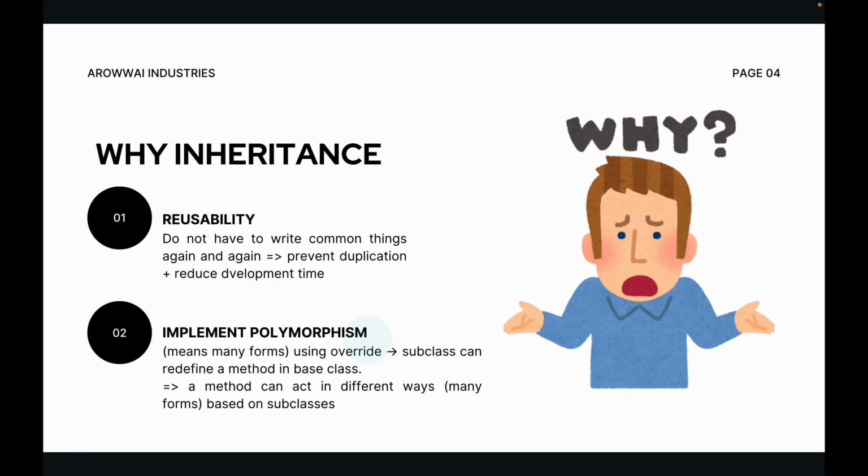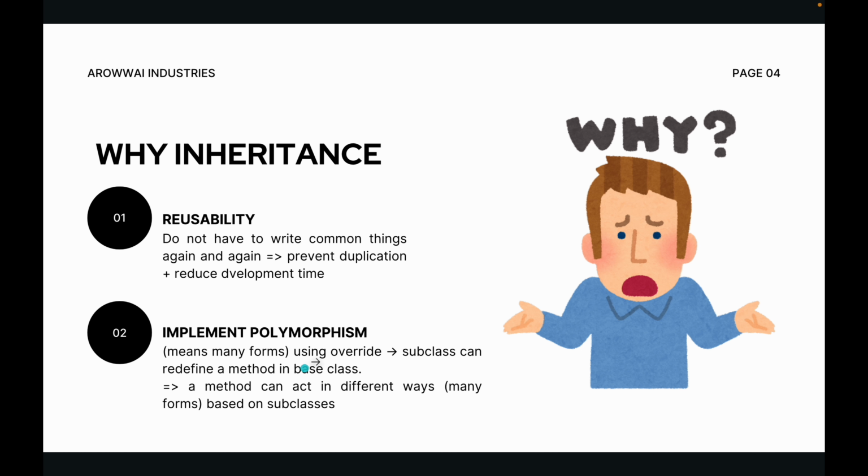So let's quickly talk about why we have inheritance. I would like to highlight two important advantages of inheritance. The first one is reusability. As I said before, a subclass can reuse the common methods and attributes in the parent class, so we don't have to write these common things again and again. That allows us to prevent duplication, which is a major error in coding. It also reduces development time when we design a big, large system, for example.